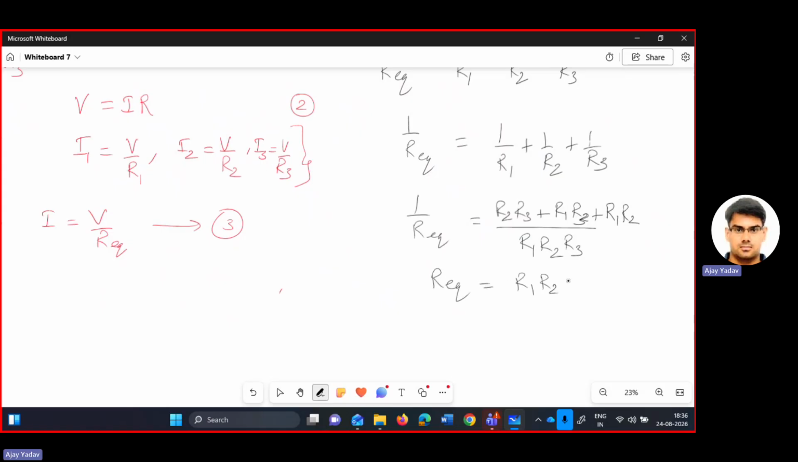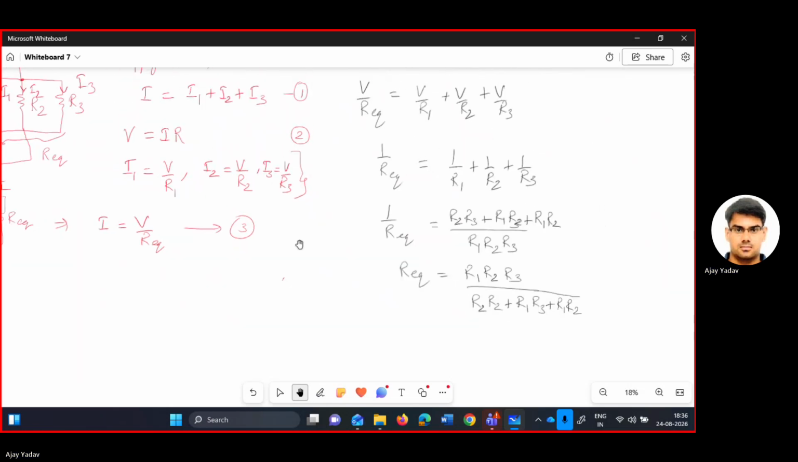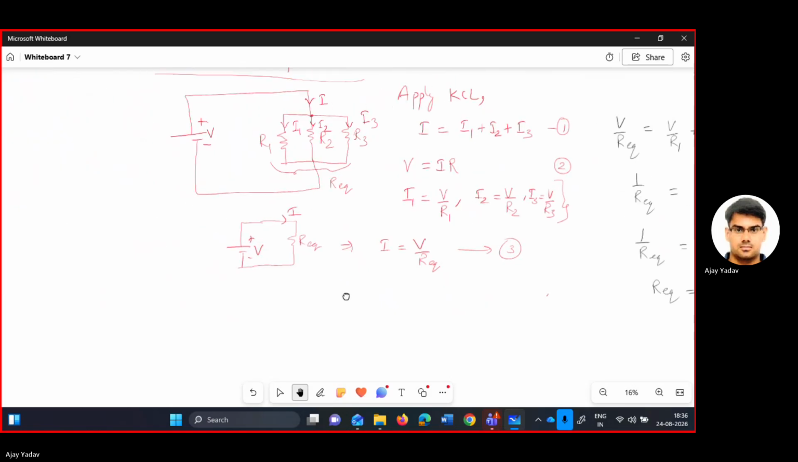R1 into R2 into R3 divided by R2 R3 plus R1 R3 into R1 R2. So this is how you can calculate the equivalent resistance when resistances are in parallel.